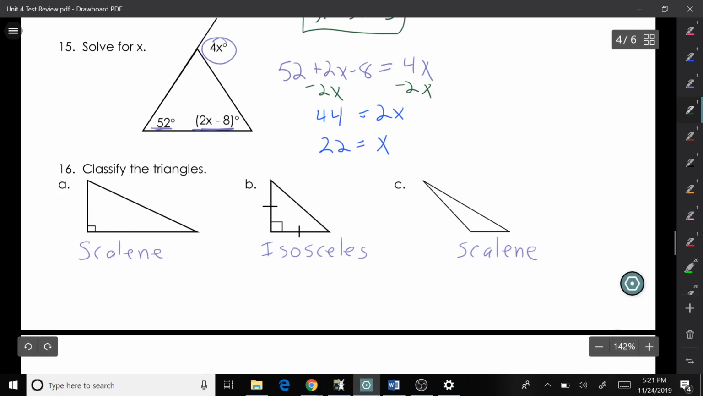Then for angles, we can classify them by acute, right, or obtuse. Box means the right angle, so this is a right triangle. This is also a right triangle because of the box. And this one has an obtuse angle, so this is an obtuse triangle.